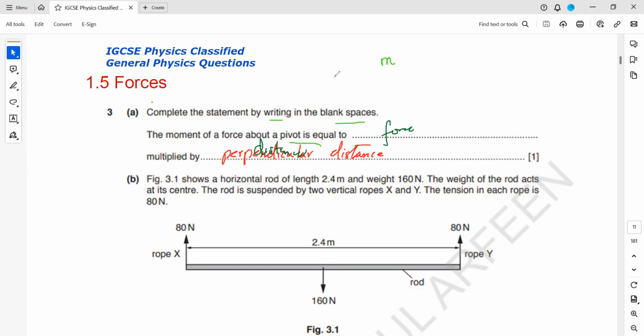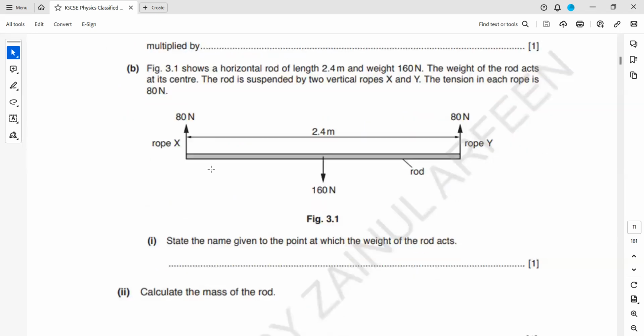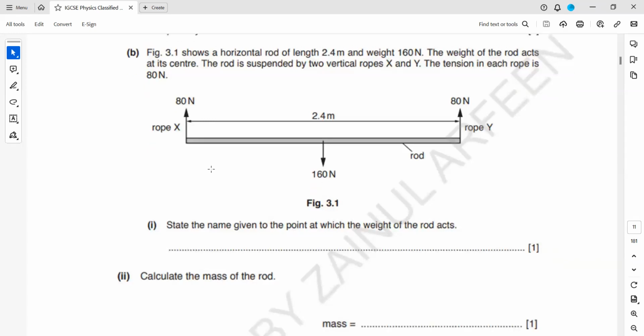The next question. Figure 3.1 shows a horizontal rod which has a length of 2.4 meters and a weight of 160 Newton. The weight of the rod acts at the center and the rod is suspended by two vertical ropes X and Y. State the name given to the point at which the weight of a rod acts. What do we call that point? We call that center of gravity or center of mass. So center of gravity or center of mass is the point.